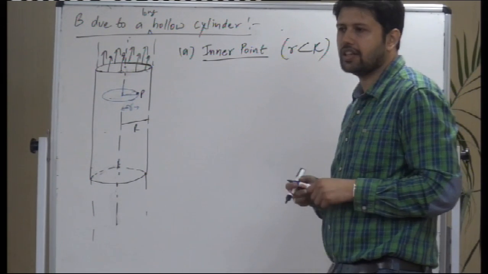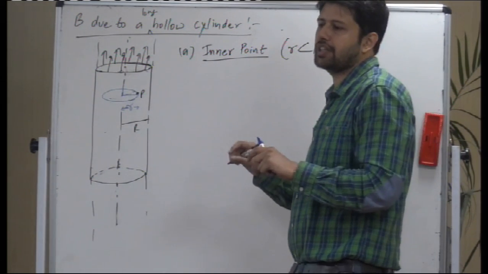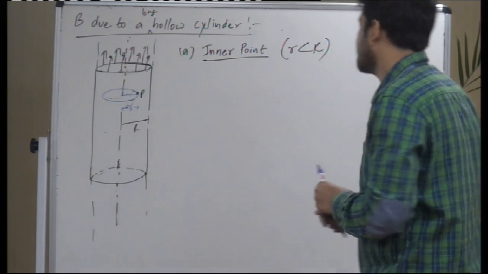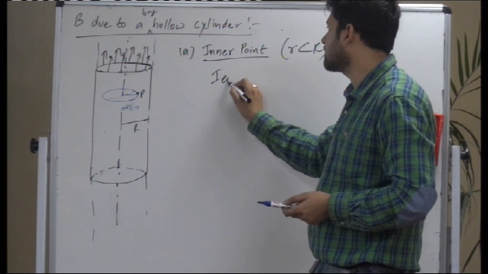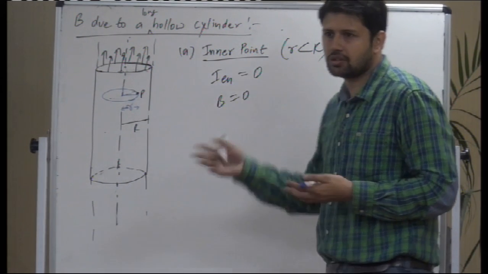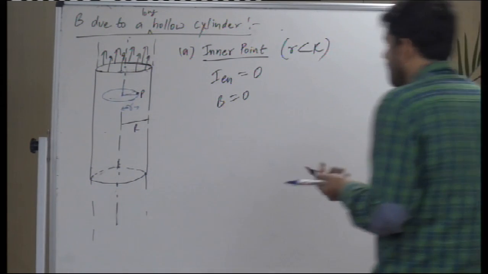Okay, for an inner point, you take an Amperian loop which passes through the point P, but which has its center at the axis. It is symmetrical. Since no current passes through it, the magnetic field would be 0. The line integral is 0, and obviously L can never be 0 for a loop.